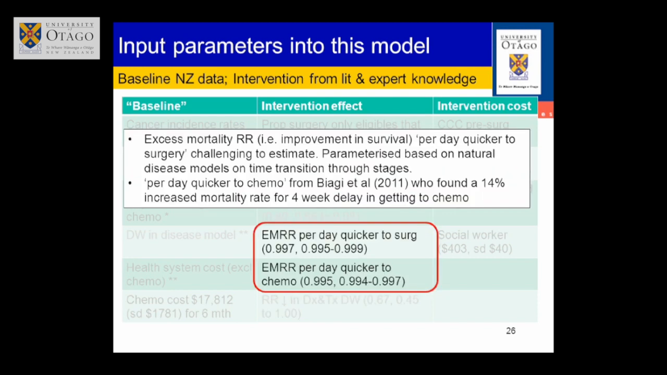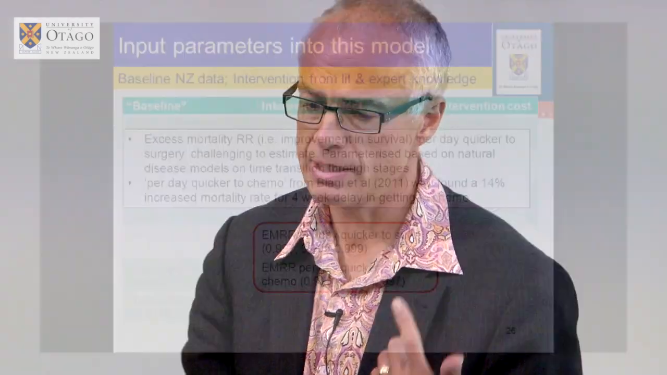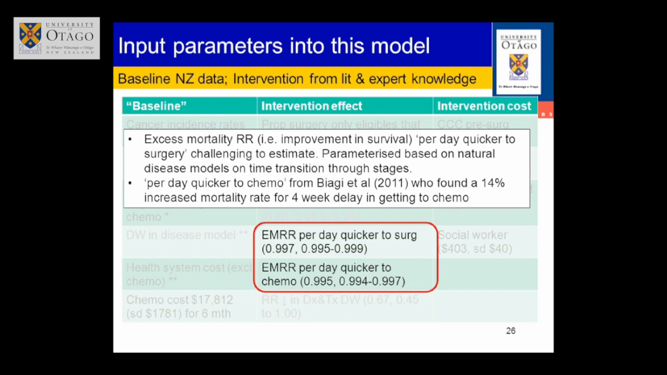Now these ones are basically how much survival gain you get from getting quicker to surgery and quicker to chemotherapy. On the quicker to surgery side, the first bullet point, that was challenging to estimate, and what I had to do was go and find the natural disease models that get used in a colorectal cancer screening program, which give you the time that you spend in equivalent to stage 1, then stage 2, then stage 3, and then calibrate that up against the differences in survival. So that is the estimate of uncertainty, and what that's saying is a 0.003 reduction in your excess death rate per day quicker to surgery, but with quite wide uncertainty there.